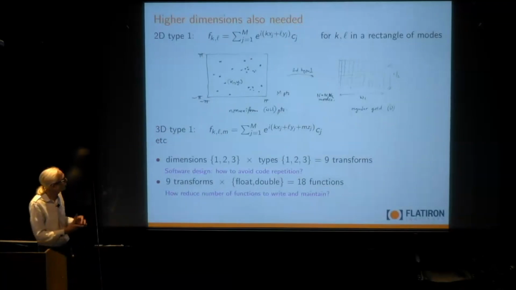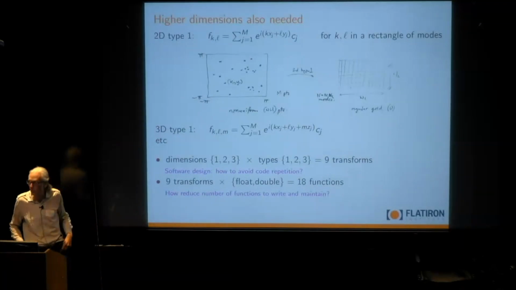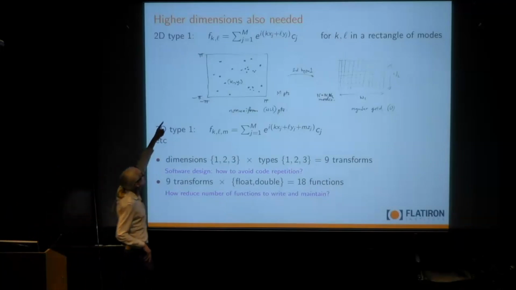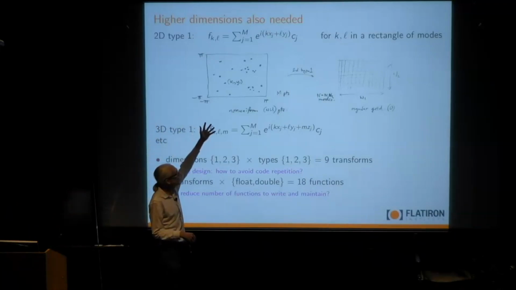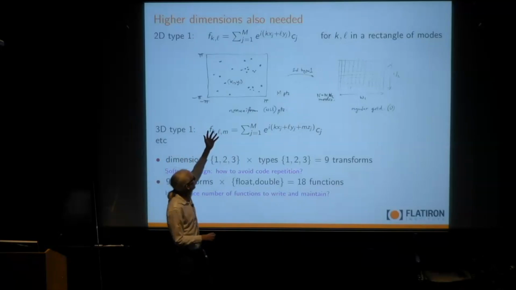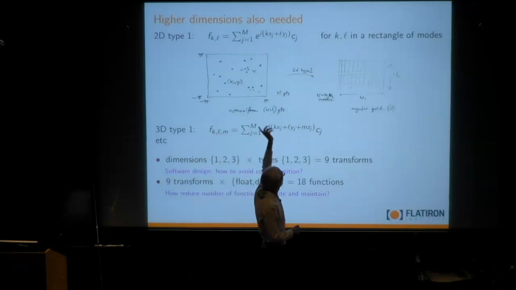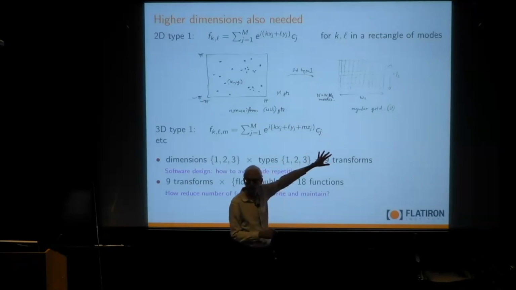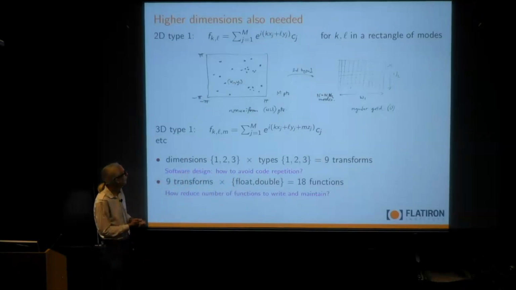We also need 2 and 3 dimensions. So I've sketched what the 2D one looks like. It generalizes as you might expect. The non-uniform points sit in a box now, and there's still M of them, and then they're going to output a uniform grid of Fourier coefficients. So that's f_{k,l}. You can do it in 3D.